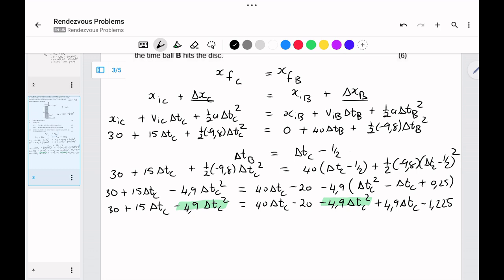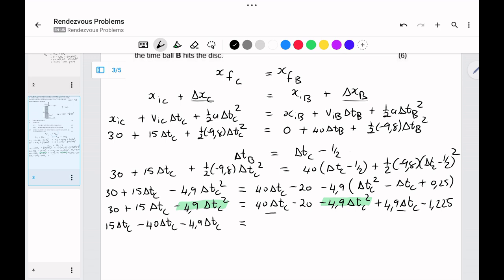Okay, so the first term with letters on the left is the 15 delta T C, and then I have a 40 delta TC over here. When I bring it across, it's going to be negative. And I have this term over here, positive 4.9 delta TC on the right hand side, so negative on the left when I bring it across. And those seem to be all the terms in delta T.